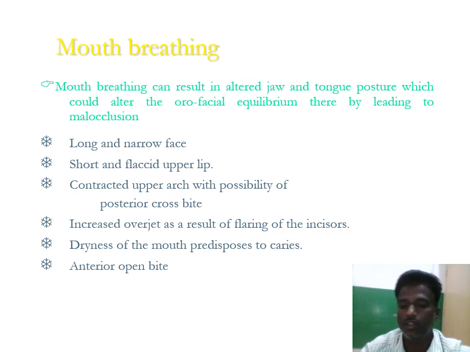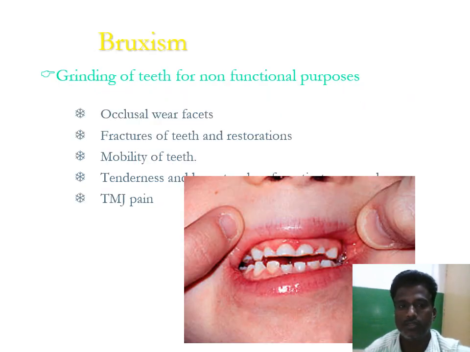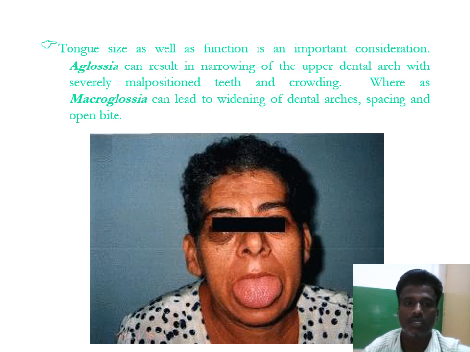caries, and anterior gingivitis. Bruxism, grinding of teeth for non-functional purposes, causes occlusal wear, fracture of teeth and restorations, mobility of teeth, tenderness and TMJ pain. Tongue size as well as function is an important consideration.